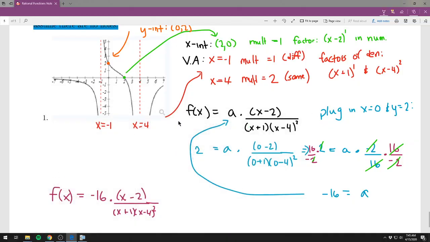But one thing I'd like to point out is that this -16 has nothing to do with the horizontal asymptote here, because the degree of the denominator, which is 3, is much bigger than the numerator. So this has a horizontal asymptote of y equals 0. This number doesn't affect it. But this is chapter 3. This is the end of chapter 3.